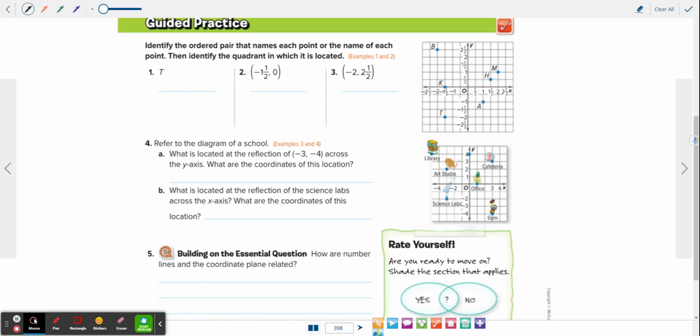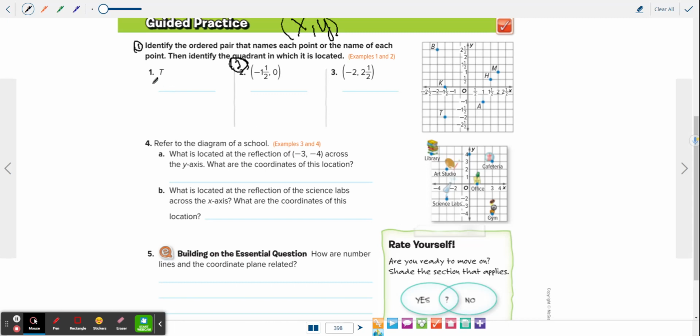Okay, so for the guided practice, number 1 says to identify the ordered pair that names each point, or the name of each point, then identify the quadrant. So same thing as homework, we have to tell the point name or the label of it and identify the quadrant as part 2. Okay, so number 1 is T. First, you've got to find T on this. And remember, we do x, and then y, like that. So x goes first.